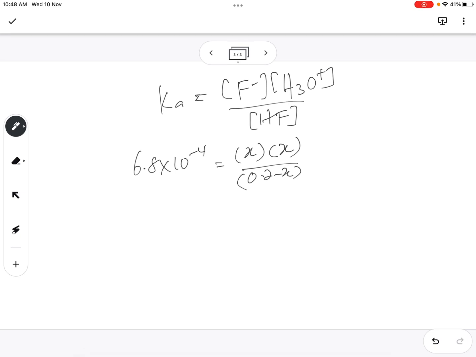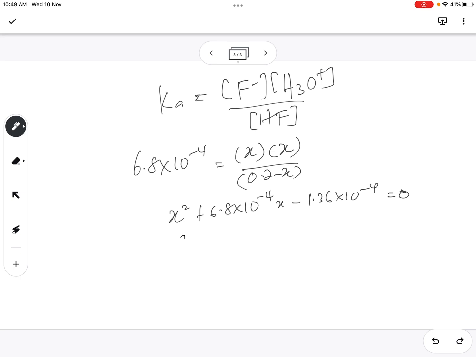What is the time? Okay, still have time. So I quickly do x squared plus 6.8 times 10 to the power negative 4 x, minus 1.36 times 10 to the power negative 4, equals 0.